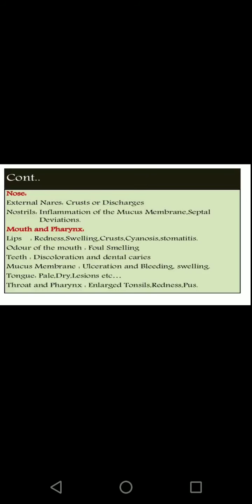Mucous membrane, you will check for ulceration, bleeding, swelling. Tongue, pale, dryness or lesions, etc. Throat and pharynx for enlarged tonsils or redness.